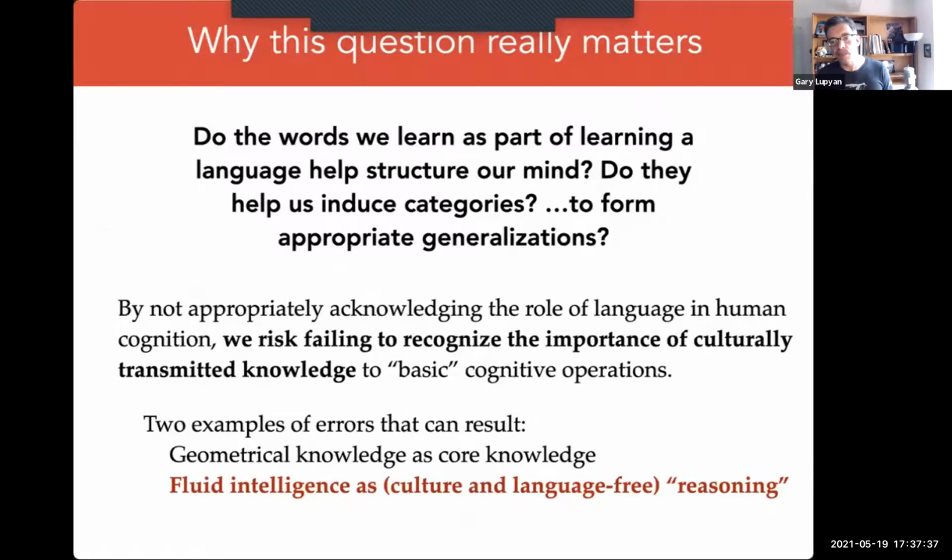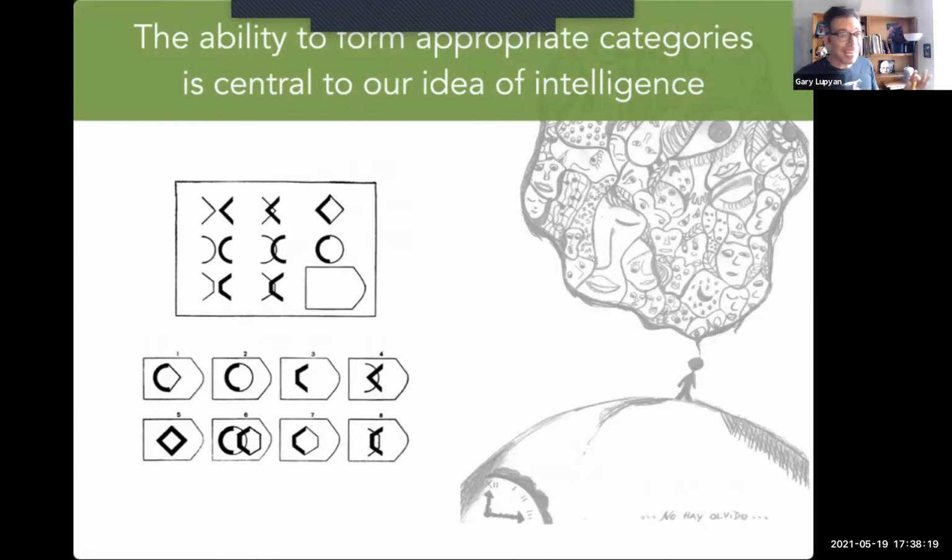Fluid intelligence. So this is not a group of psychometricians, but this is the idea that intelligence can be partialed into what's often called crystallized knowledge, things that we learn, and fluid intelligence, something like reasoning in the absence of any specific content. It's an idea that's been around for going on 100 years, and I think it has played an outsized role in how we think about intelligence. For better or worse, the ability to form appropriate categories, as I said, has been for more than a century central to our idea of intelligence. And not coincidentally, this is how we tend to measure it.